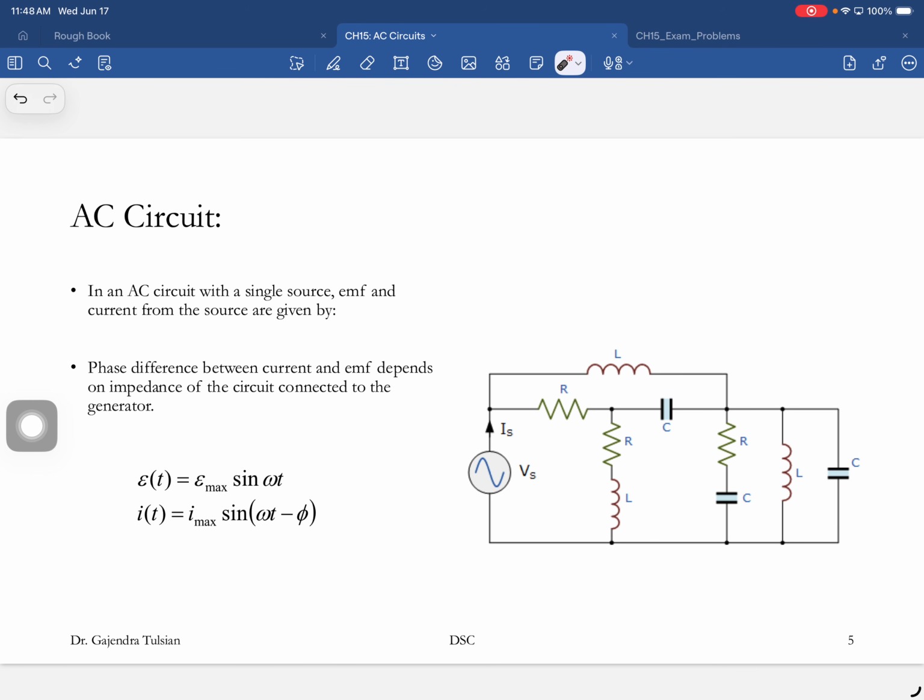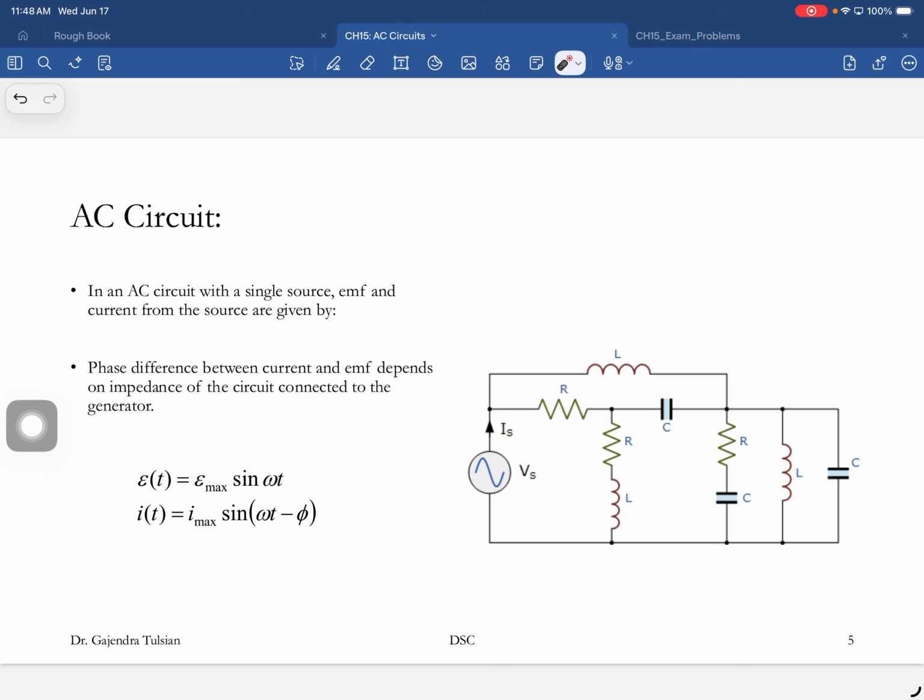Right now, what we're concerned with is the following. Here is the source that you have attached to this circuit. We want to know two things. What is the amplitude of the current flowing out of the source? And we want to know this phase factor. Those are the two things we want to know: the amplitude of the current and this phase factor.